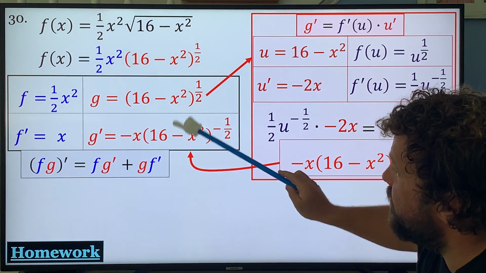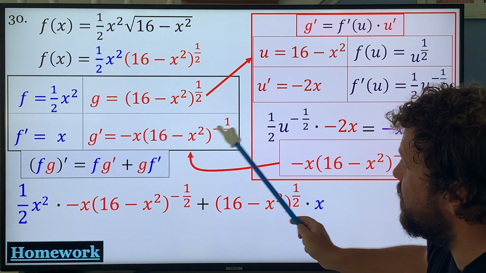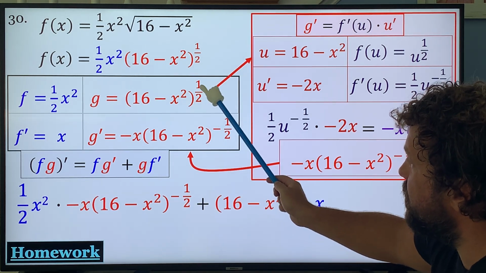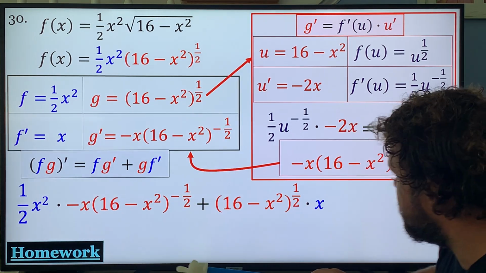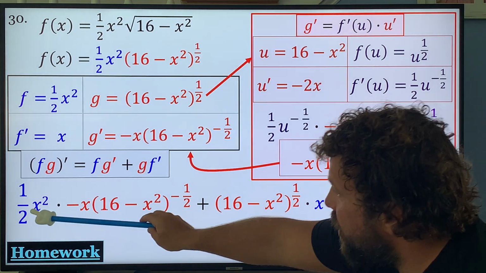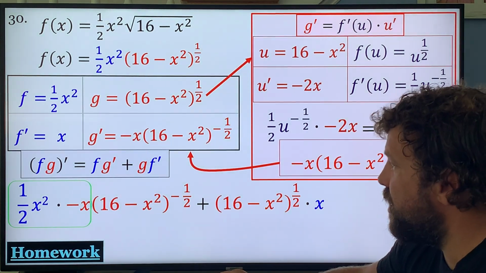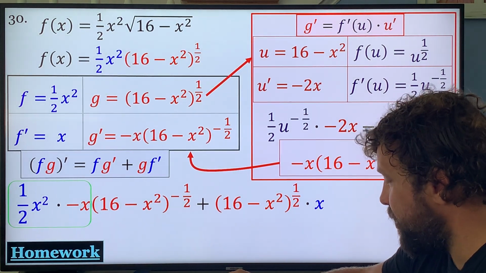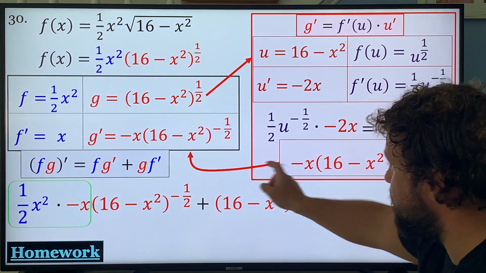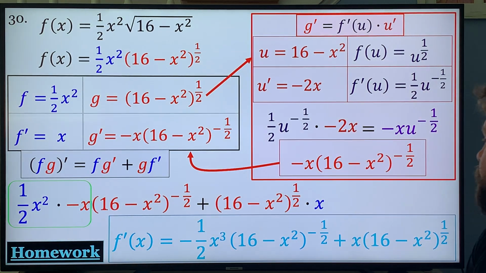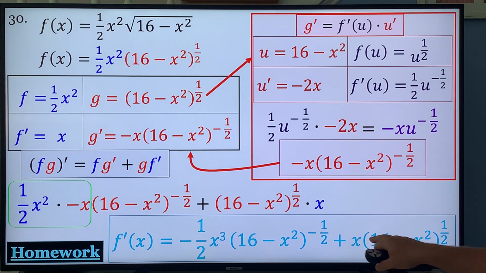1/2 x squared times negative x, 16 minus x squared to the negative 1/2, plus 16 minus x squared to the positive 1/2 times x. All right. X squared times negative x is negative 1/2 x cubed. This x is all by itself, so it just gets triangle. Negative 1/2 x cubed, 16 minus x squared to the negative 1/2, plus x times 16 minus x squared to the positive 1/2. Isn't this good when you guys can do these problems?